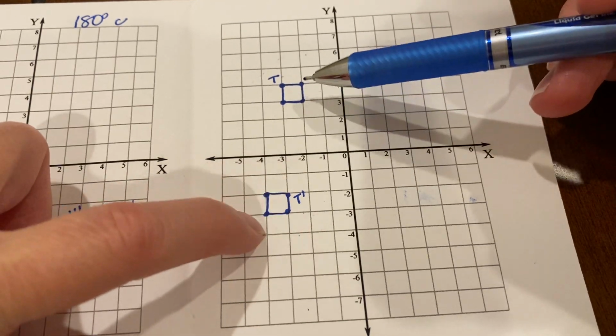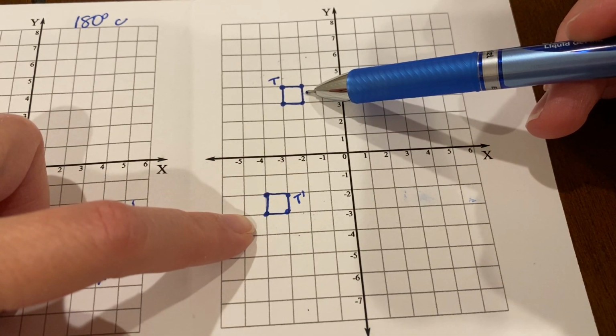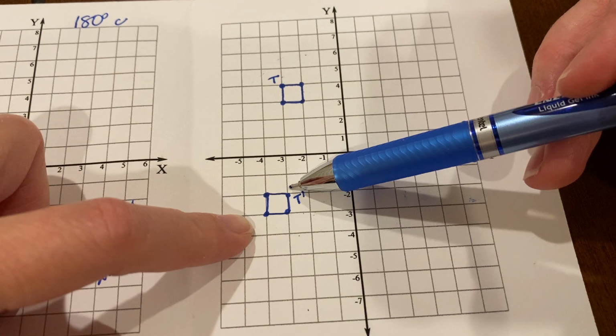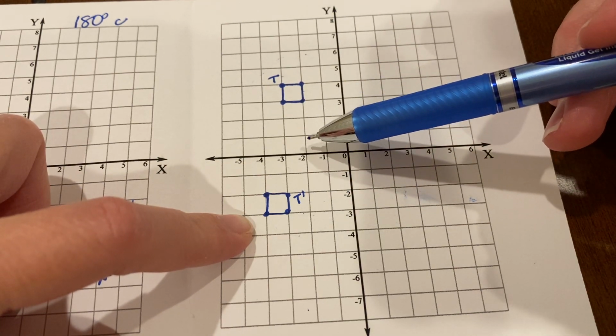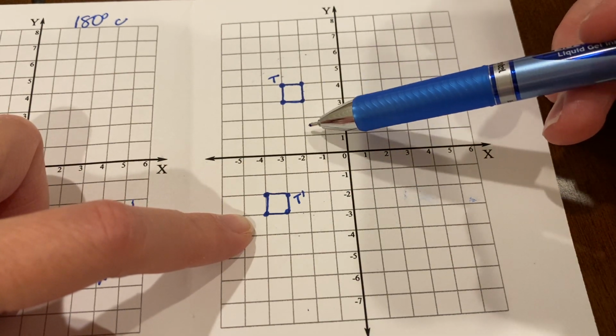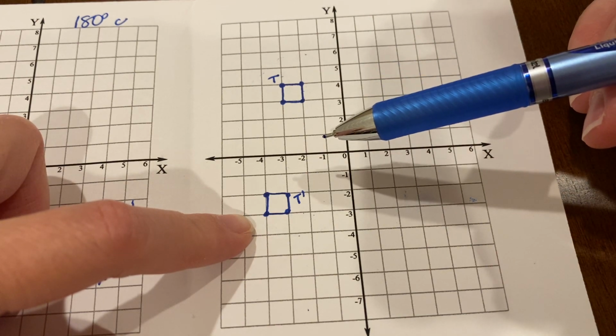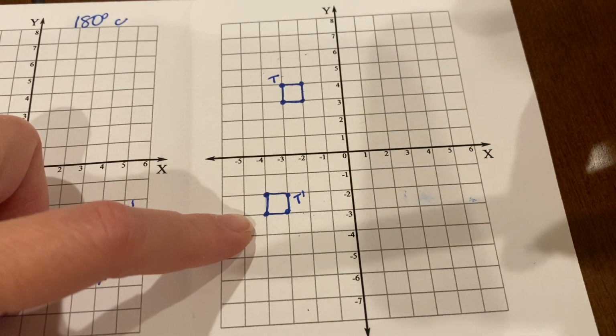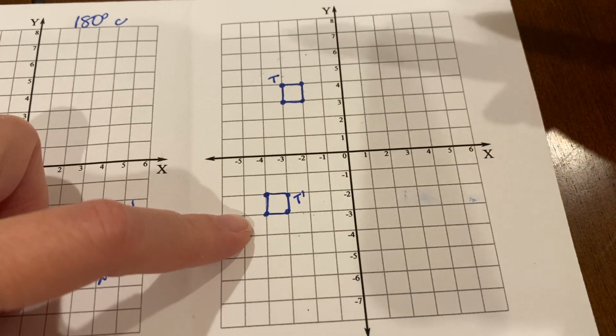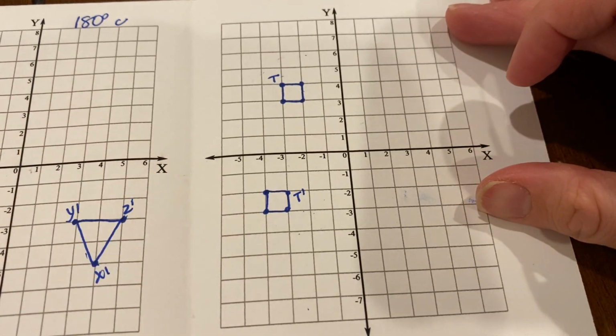So if I just gave you this, there's a couple of options that it could have been. One of them was a rotation, but there are other things that could have happened, okay? So you might come across that in math where you see multiple transformations that could have happened, okay?